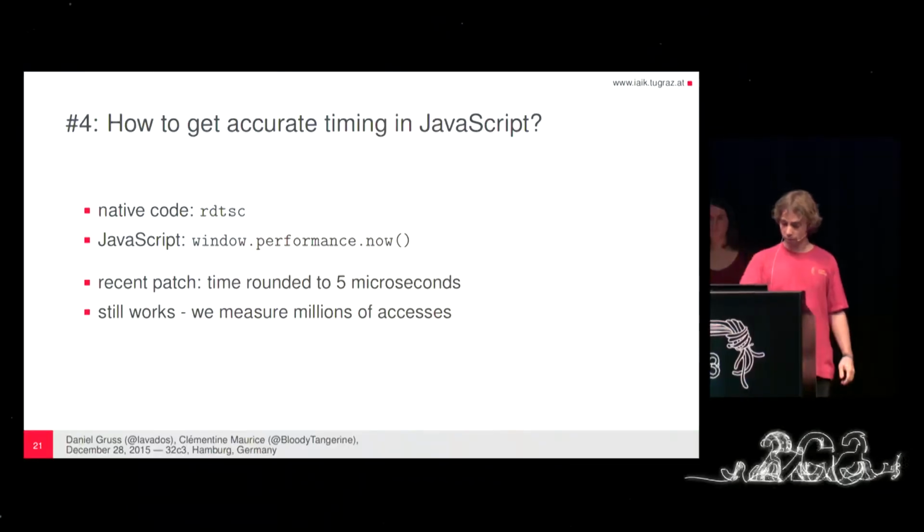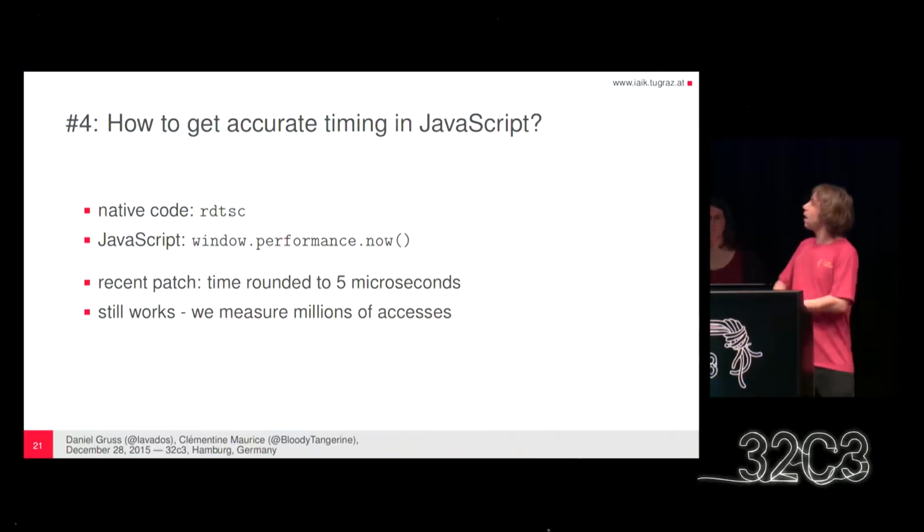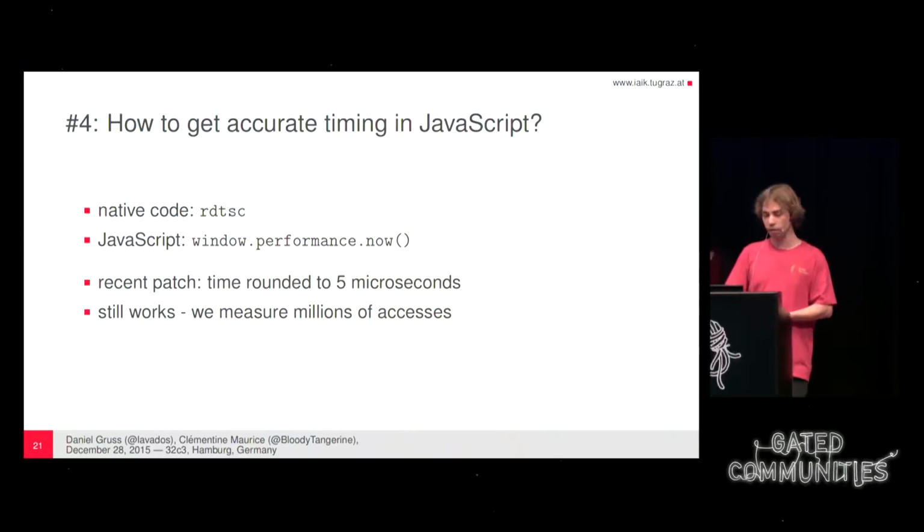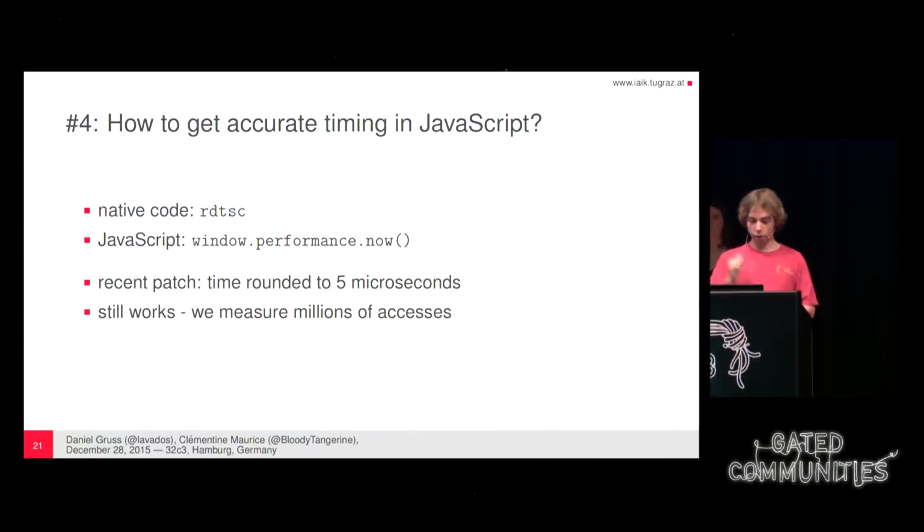Then there was a recent patch to prevent cache attacks in JavaScript. You should also check out this paper. It's really cool. They can track mouse movements and stuff like that in JavaScript. And they patched this by rounding the time to 5 microseconds. This helps against some cache attacks, but it does not help against row hammering, because we perform millions of accesses, and there we consume more than 5 microseconds in time.